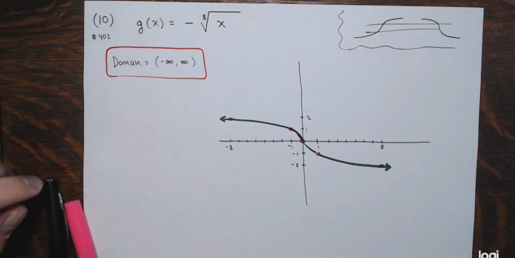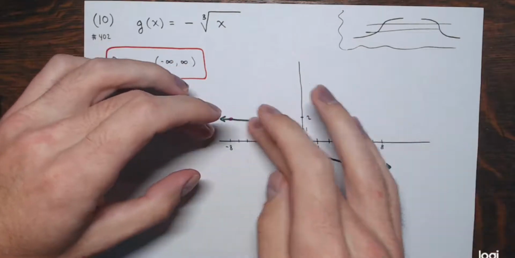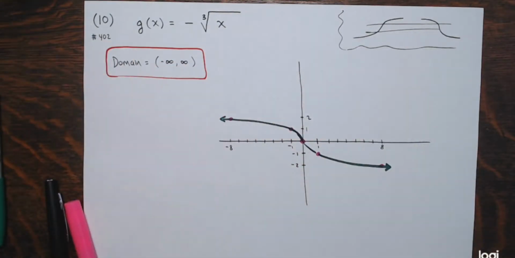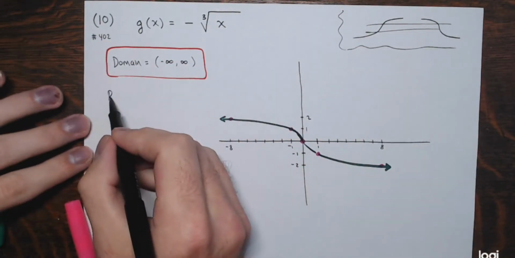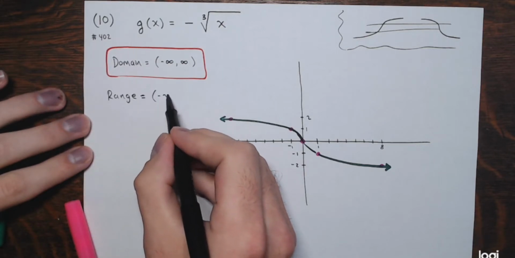There's the graph, and again, it's like an elongated S shape, but just a backwards S. And the range is once again all real numbers. Very simple with the odd roots yet again.